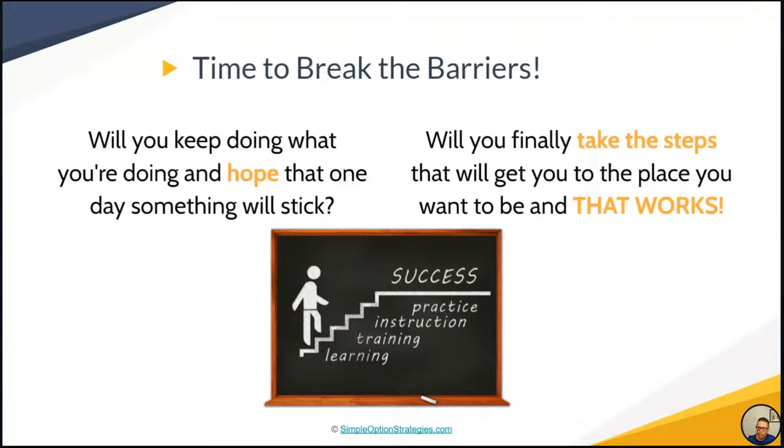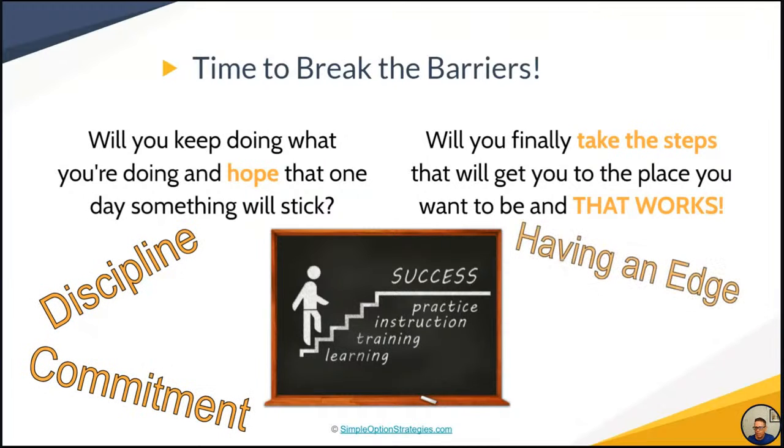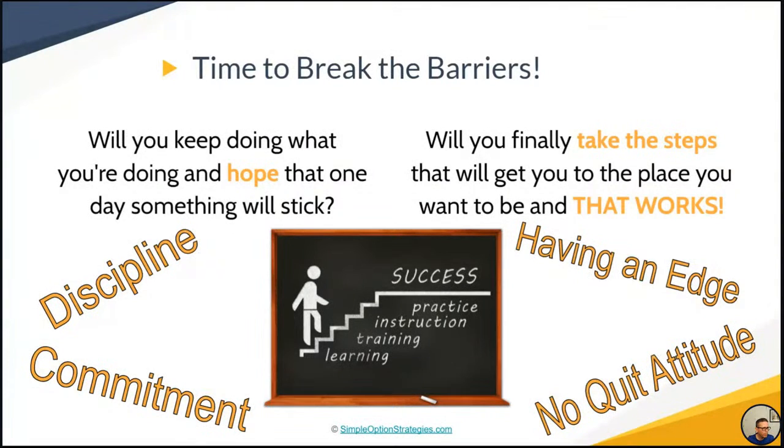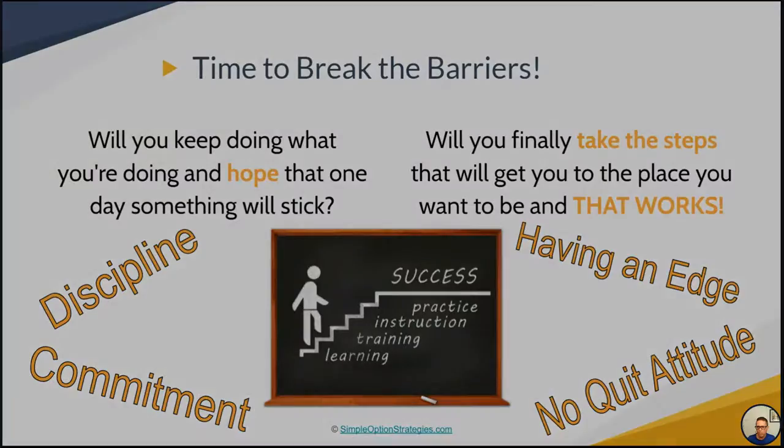And this is what I did. I finally took the steps to get to a place that these trades worked, and it works over and over again. So it is learning, training, instruction, practice, and success. All of these things are factors. But in addition to that, it's discipline, commitment, having an edge, and a never quit attitude. Even when I was down and took these losses, I said, no, there's something I can do with it. And I know that I can get to a place that I'm successful.